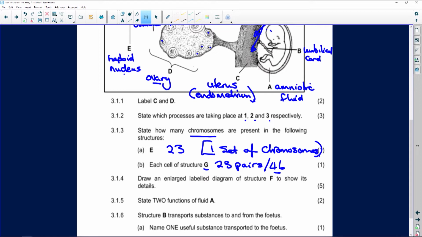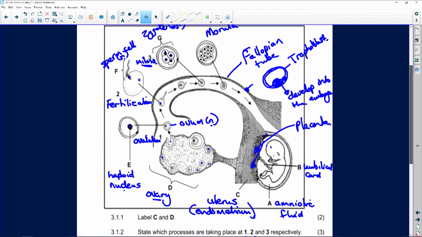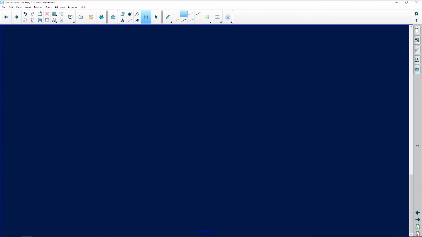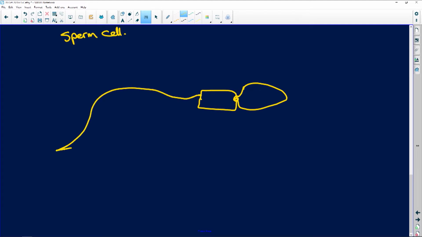Right, now, draw an enlarged label diagram of structure F to show its details. So F was a little sperm cell. Okay, so let's do our little sperm cell. We want a nice bright yellow. So if we do the sperm cell, what are we going to see? Well, we know that it has a little structure like this, and then that comes down, and then it's got a very short little neck region here, and then it goes out like this. And this little thing is tiny.